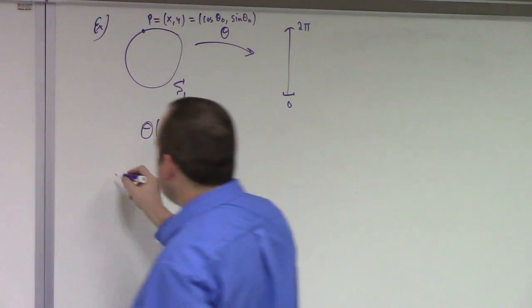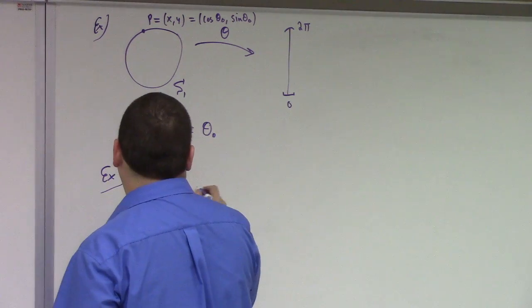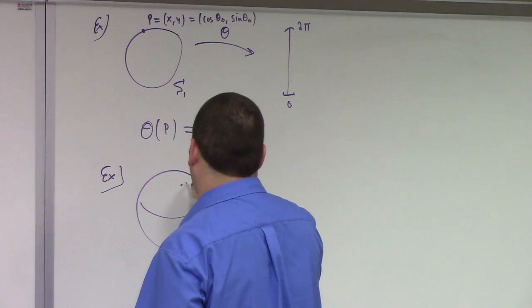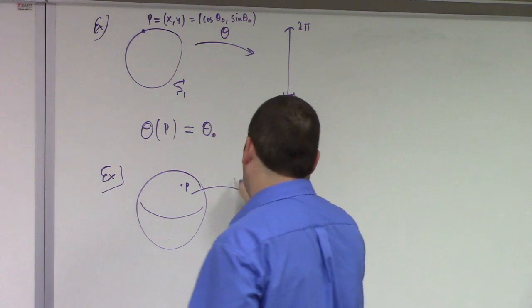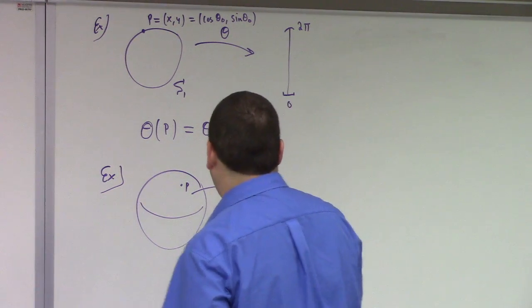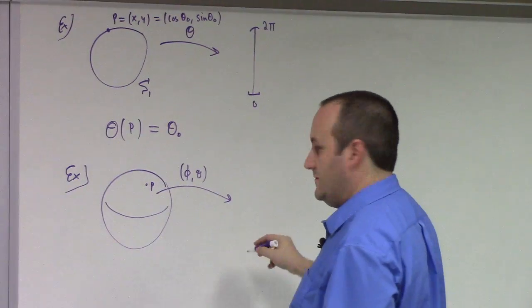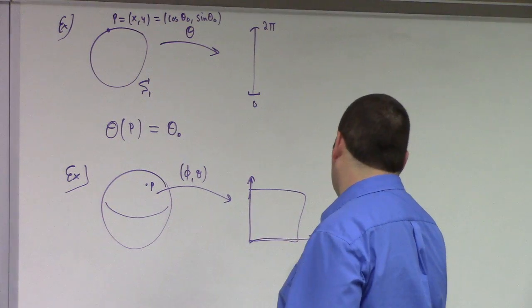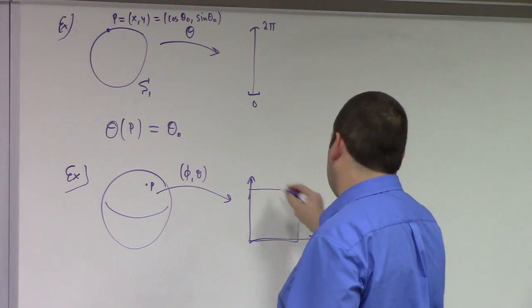Or another example, I could have the sphere, and I could use the coordinate chart, say phi comma theta, with the obvious meaning. So it would map over here to phi theta space.